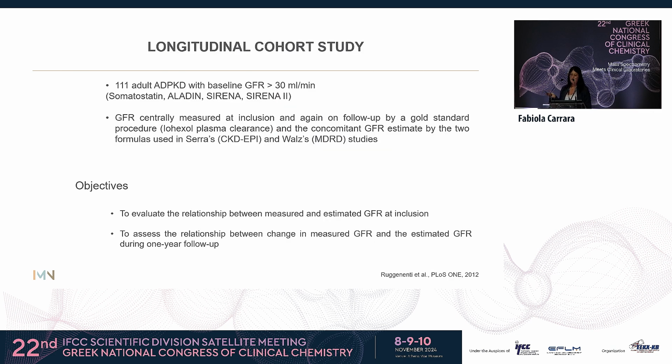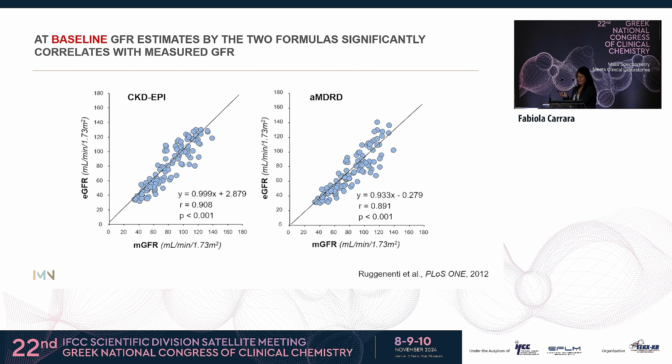So, we performed a longitudinal cohort study in more than 100 ADPKD patients, where GFR was centrally measured at baseline and at follow-up. We measured GFR with iohexol plasma clearance, and our aim is to evaluate the relationship between measured GFR and estimated GFR at baseline, and during 1 year of follow-up. Here we can see that at baseline, GFR estimated by the two creatinine-based formulas, the CKD-EPI formula and the MDRD formula, significantly correlates with measured GFR. This is the correlation coefficient.